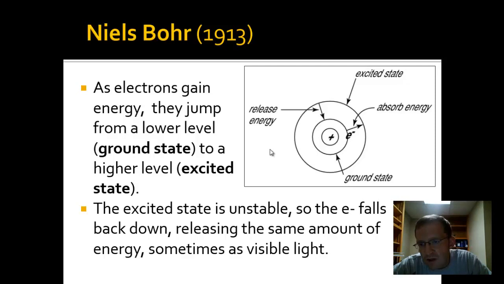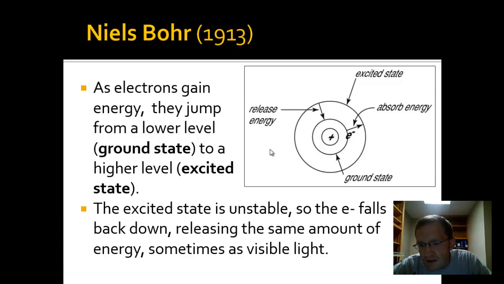The idea that Bohr then used to explain why the colors were being given off is that as electrons gained energy, they could jump from a lower level, which we call the ground state, to a higher level, which is called an excited state. Now the ground state is the lowest level where you normally find that electron, and anything above that would be considered an excited state. So it could jump up one energy level or one ring or one rung in that ladder, or it could jump two or three or more energy levels higher. The more energy it absorbed, the higher it might jump. The excited state, Bohr hypothesized, is very unstable, and so the electron doesn't tend to stay there very long.